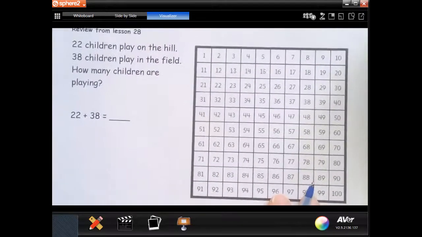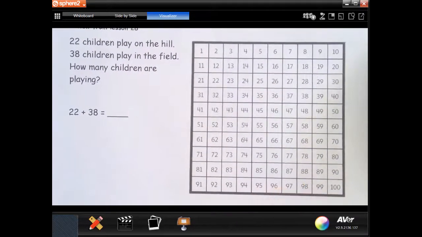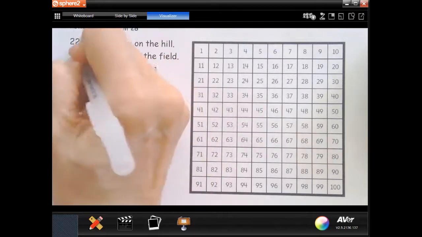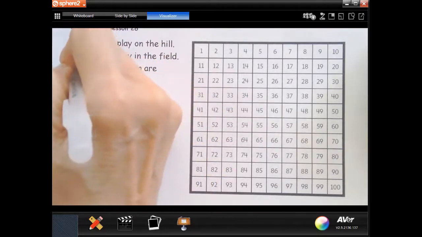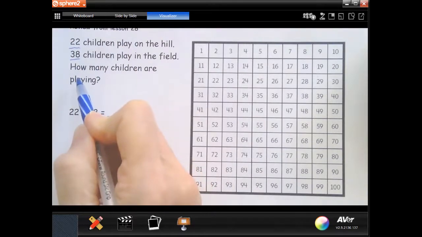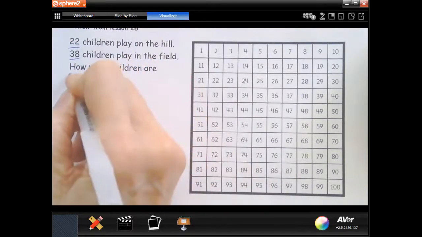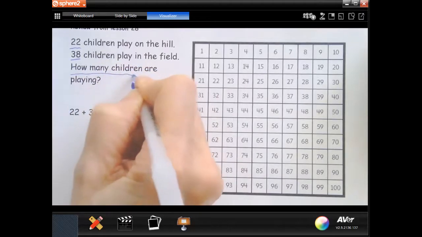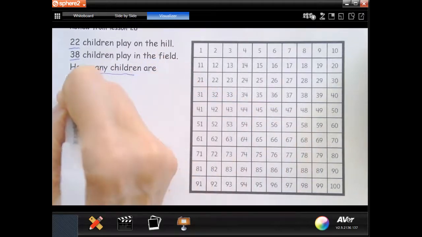The first part says we're going to review what we did last time. This word problem says 22 children play on the hill. 38 children play in the field. How many children are playing? Well, the important parts are 22 and 38. What are we trying to find out? How many children are playing? That's what we're trying to answer.